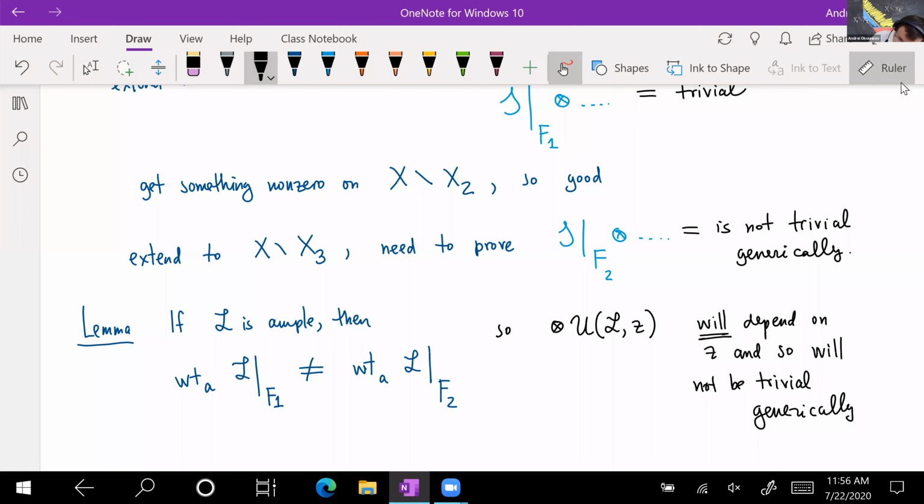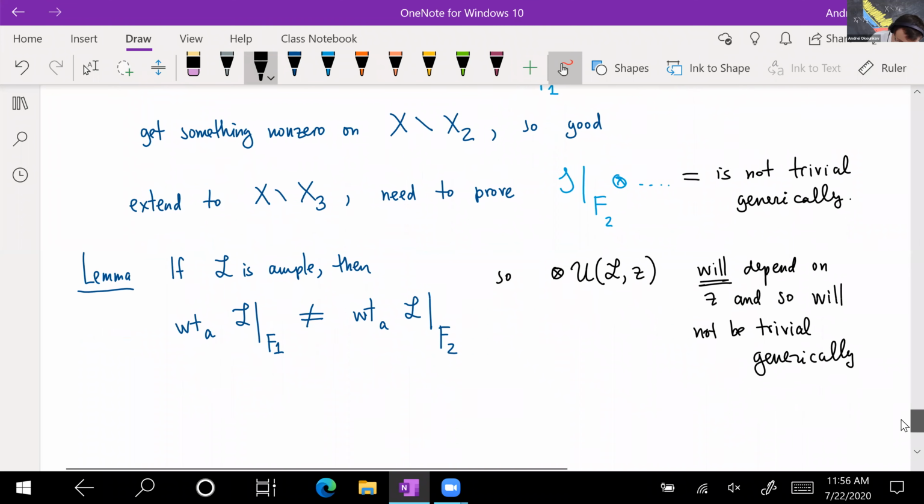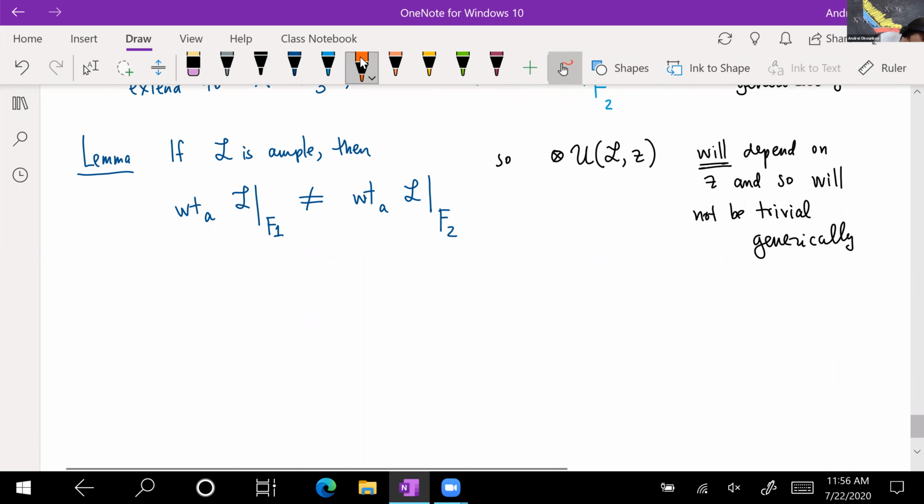What's the proof of the lemma? The proof of the lemma is we compute. So we have a trajectory. It goes from one fixed locus to another. And it has... let's close the curve C.